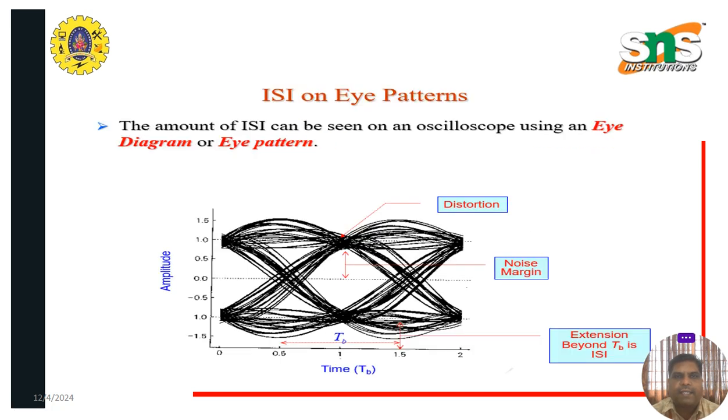The amount of ISI can be seen on an oscilloscope using an eye pattern or eye diagram. I already discussed this. Because of this eye pattern, we can know three important factors: how much distortion occurs, how much the eye is opening, and how much the eye is closing. Depending upon the eye closing and eye opening, we identify how much noise is available at the input signal or whether any data is mismatched. Then the important criterion is to identify the noise margin.